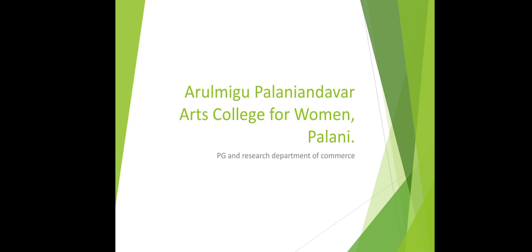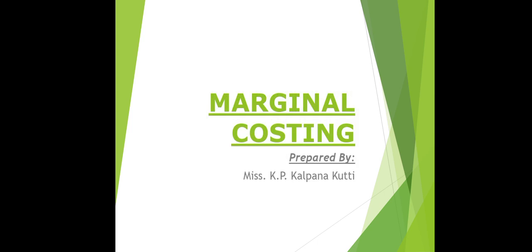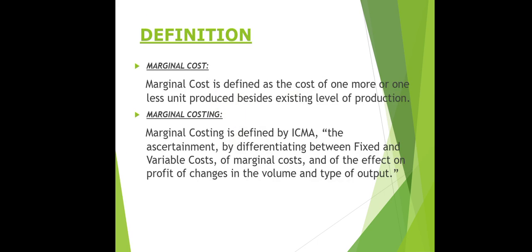In this session, we are going to see some terminologies of marginal costing. First, what is marginal cost? Marginal cost is the cost of one more or one less unit produced besides the existing level of production. Then what is marginal costing? I give one definition given by ICMA, which defines marginal costing as the ascertainment, by differentiating between fixed and variable cost, of marginal cost and of the effect on profit of changes in the volume and type of output.